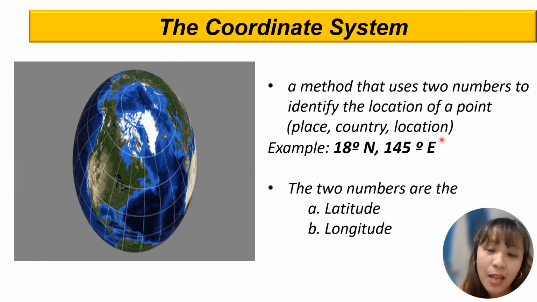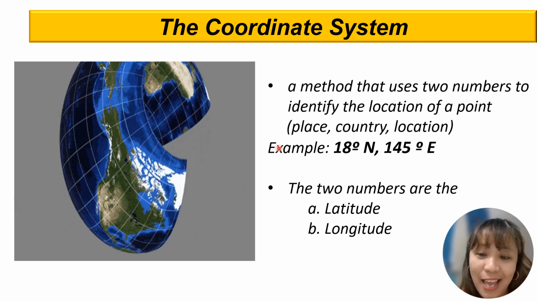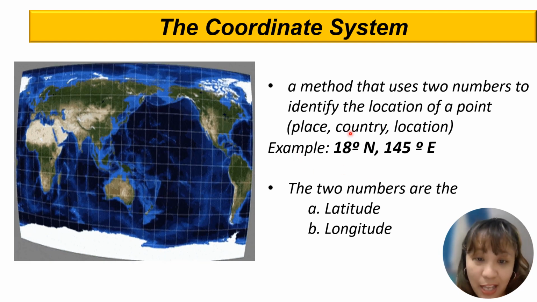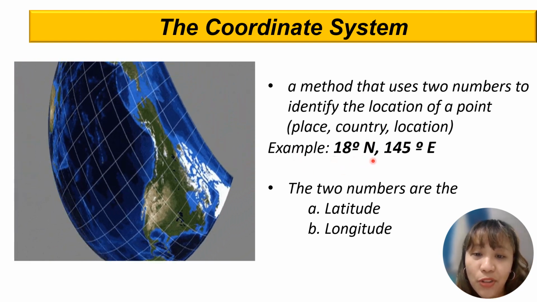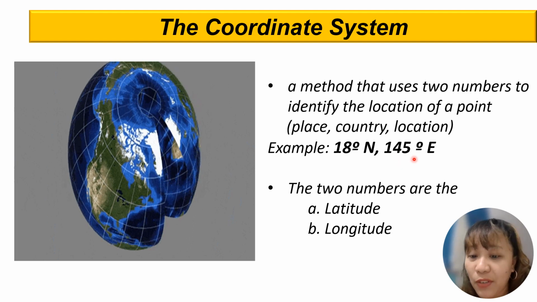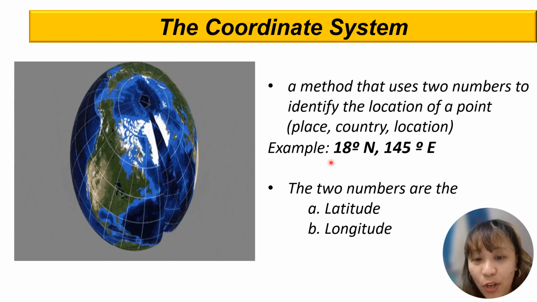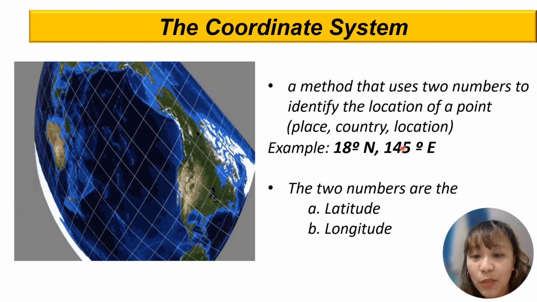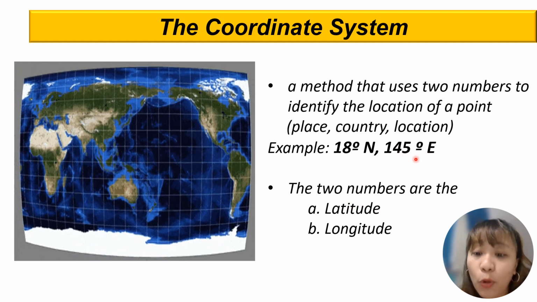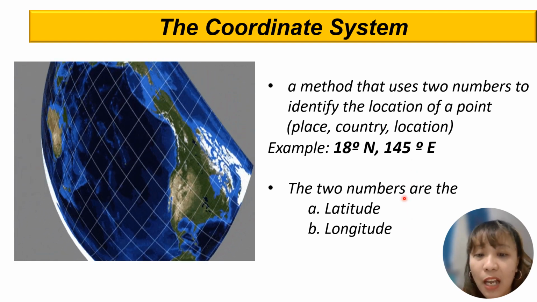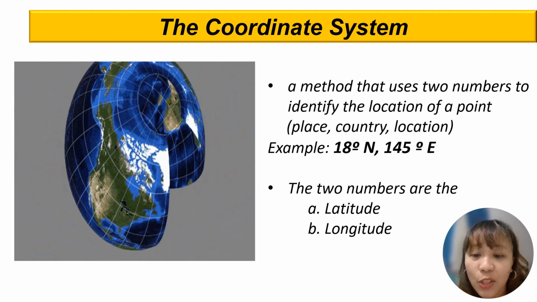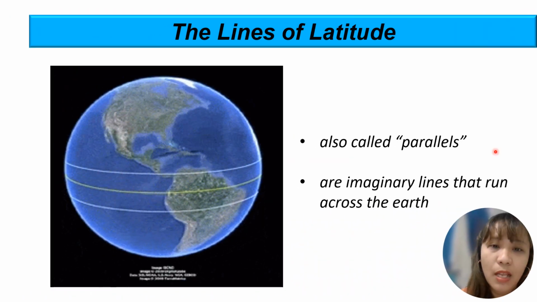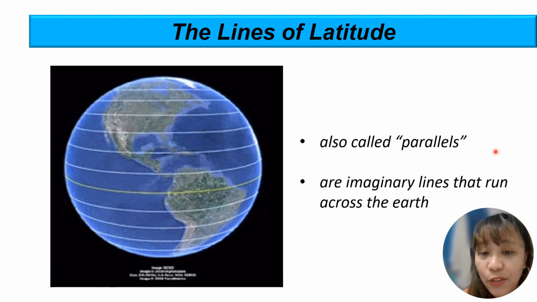That can be. An example of the two numbers that can be used to identify a location is like this: 1, 18 degrees north paired with 145 degrees east. So one of these numbers is the latitude, and the other one, usually the second one, no, not usually, but always, is the longitude. Again, the first is the latitude and the second is the longitude. So let's discuss the lines of latitude first.